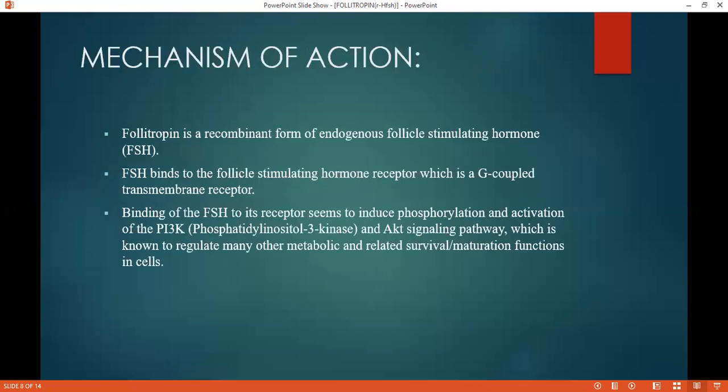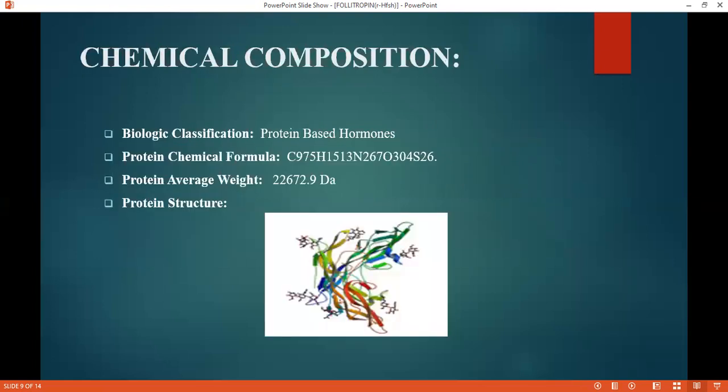The mechanism of action. Polytropin is a recombinant form of endogenous follicle stimulating hormone (FSH). FSH binds to a follicle stimulating hormone receptor, a G-protein coupled transmembrane receptor. Binding of the FSH receptor is seen to induce phosphorylation and activation of the PI3K and AKT signalling pathway, which is known to regulate many other metabolic and basic survival and regeneration functions in cells.